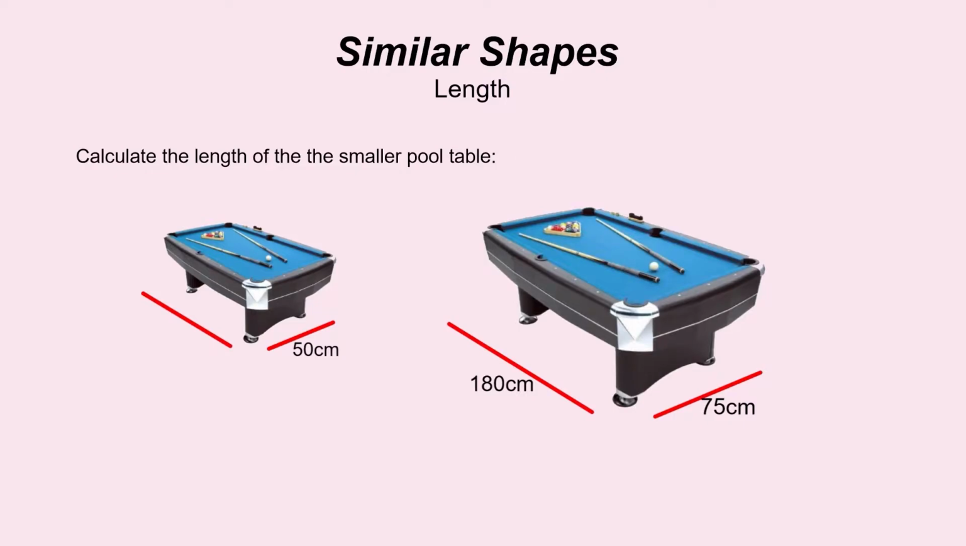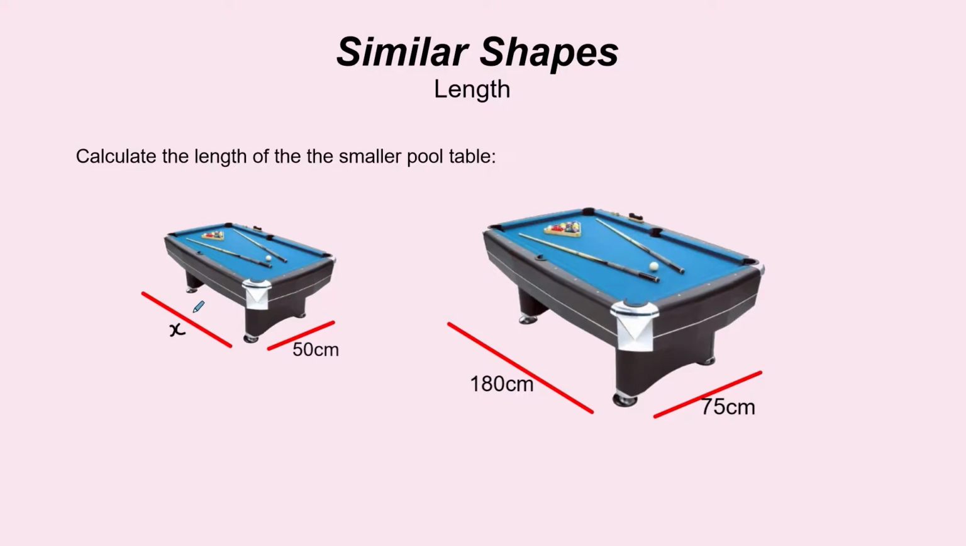Today we're going to be looking at similar shapes, or similarity, and we're going to start off by looking at an example on similar lengths. So here we've got two pool tables, different sizes but similar shapes, and what we want to do is find the missing length, which we'll call x.